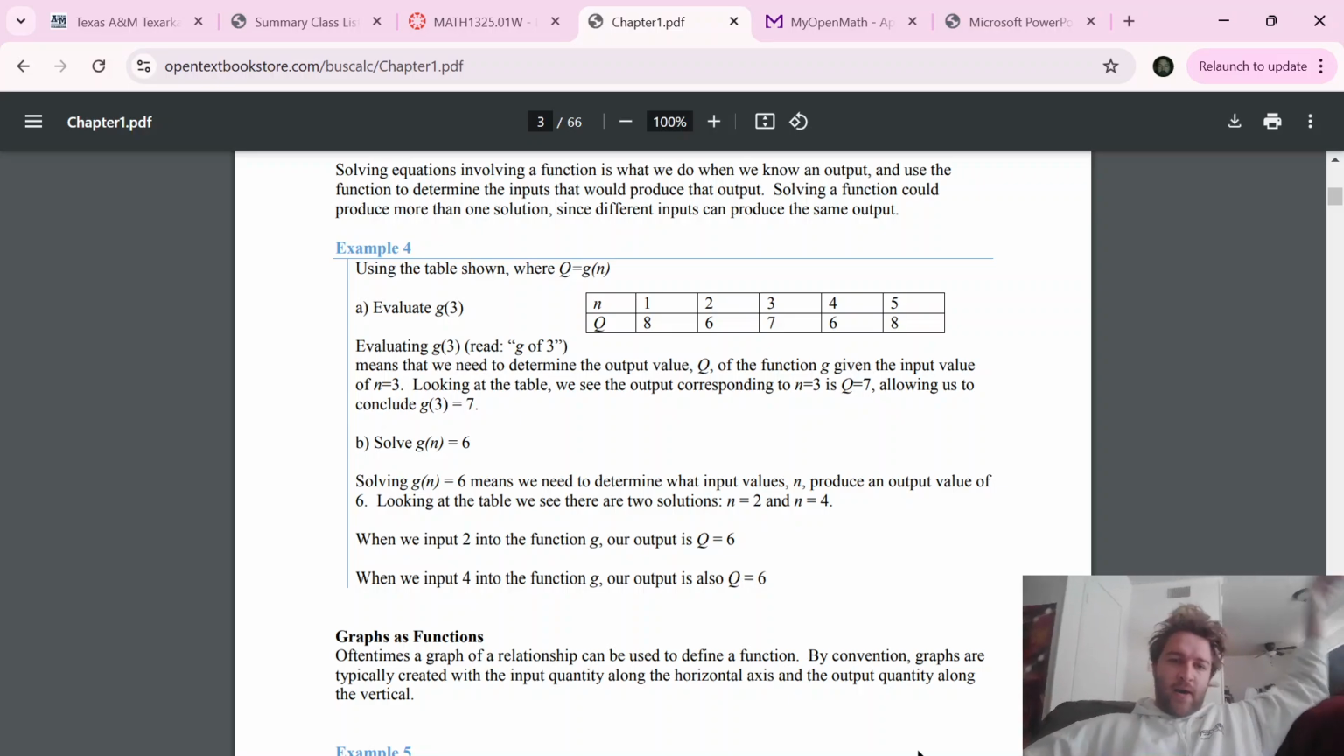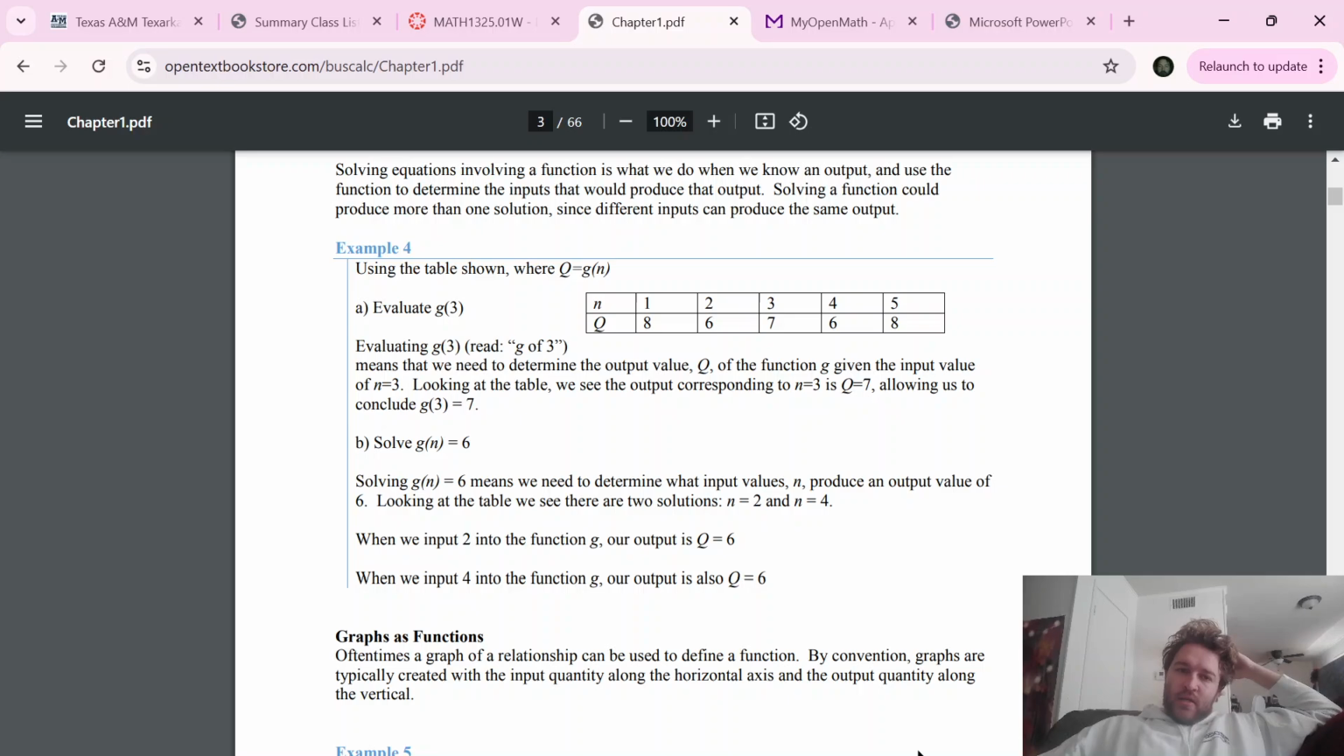Okay, the next thing we're going to talk about is the way that we can read function notation to determine where specifically we are referring to in a two-way table, or how to plug these in algebraically. Now, example 4 is going to show us how this works with a two-way table. So notice we have a quantity which they have listed as capital Q, and this is defined as a function of n. So g of n is the rule that produces Q. It takes n as the input, and it asks us to evaluate g of 3.